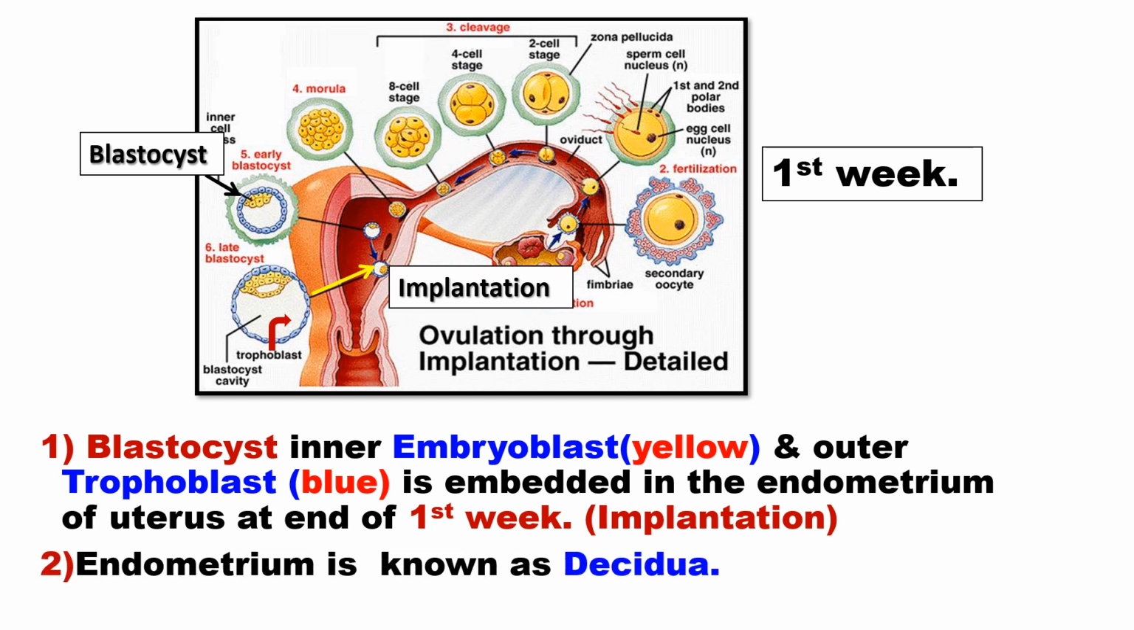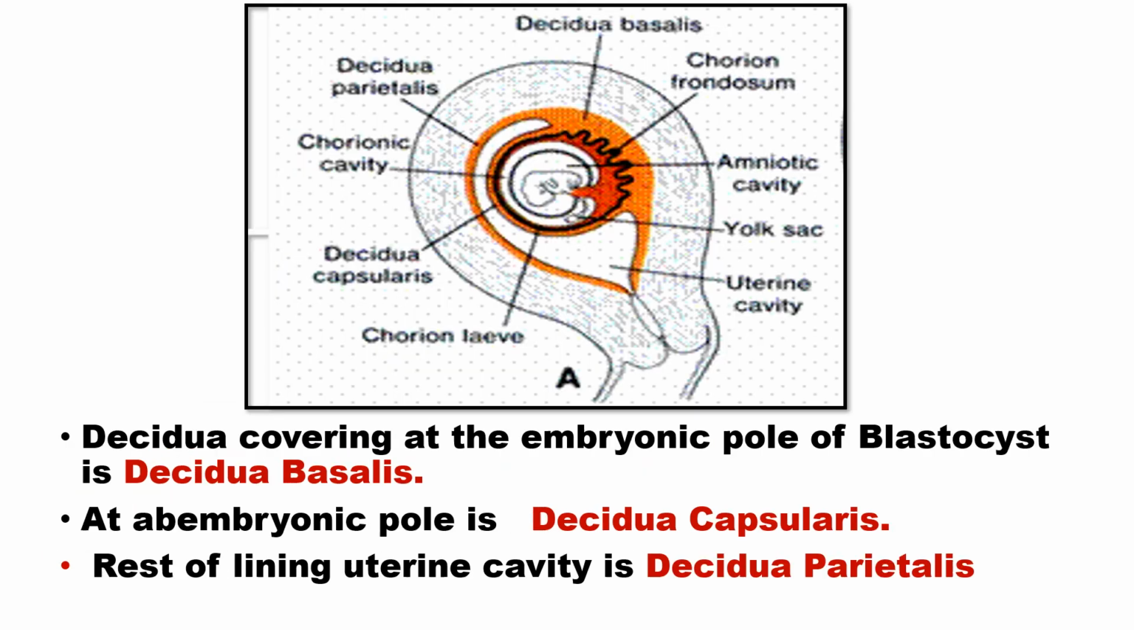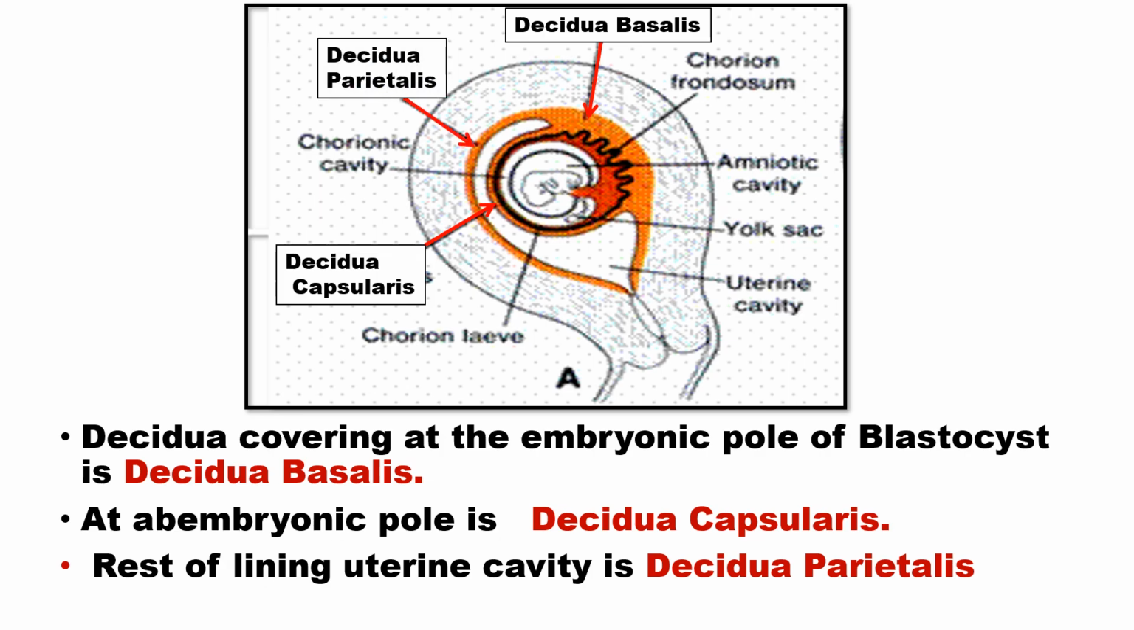Endometrium is known as decidua after the implantation of the blastocyst. Decidua covering the embryonic pole of blastocyst is decidua basalis. At the abembryonic pole, it is decidua capsularis. The rest of uterine cavity lining is known as the decidua parietalis.